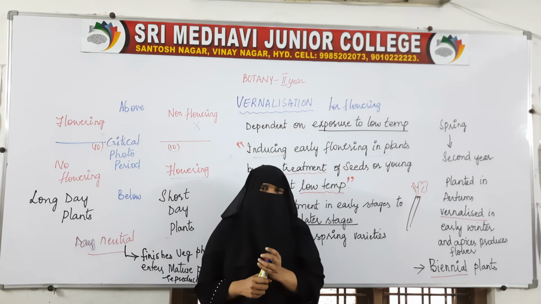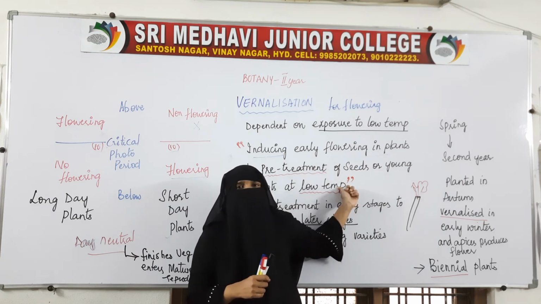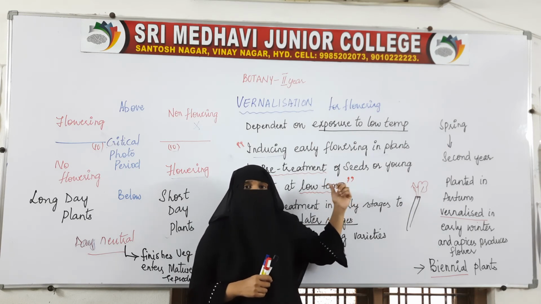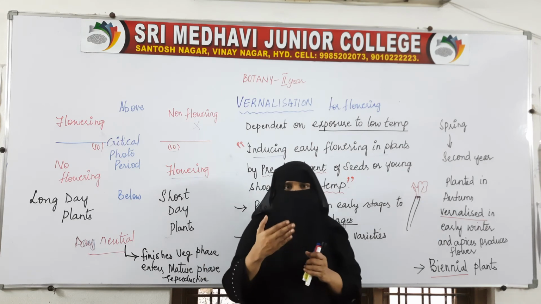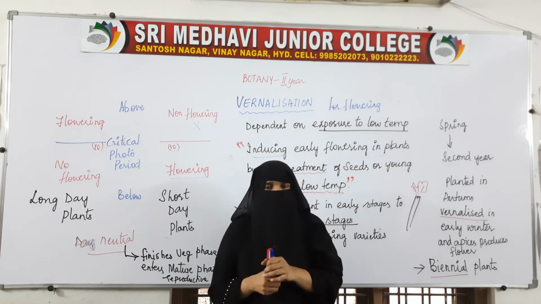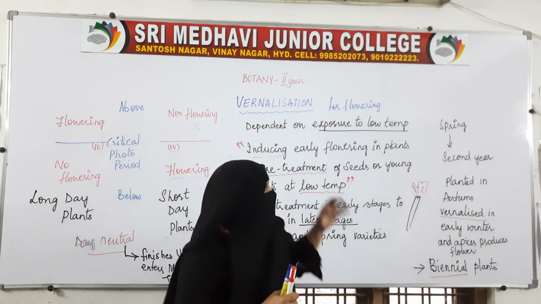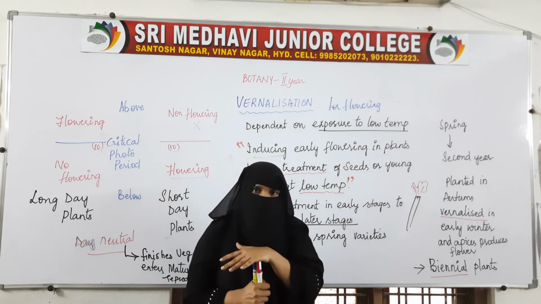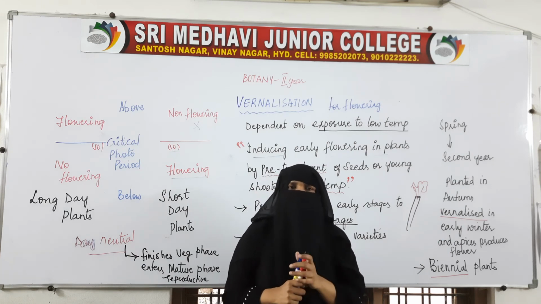So this was about vernalization. Vernalization is nothing but treating of seeds or young shoots at very low temperature, because if the seeds and shoots are treated at very low temperatures, then the flowering will be early. If the flowering is early, then the production of fruit will also be early. So we can sell it in the market and get the price in a very short time. That is why vernalization is important. It is one method to treat the seeds or young shoots with low temperature, so that it induces early flowering to get the crop at the earliest possible.